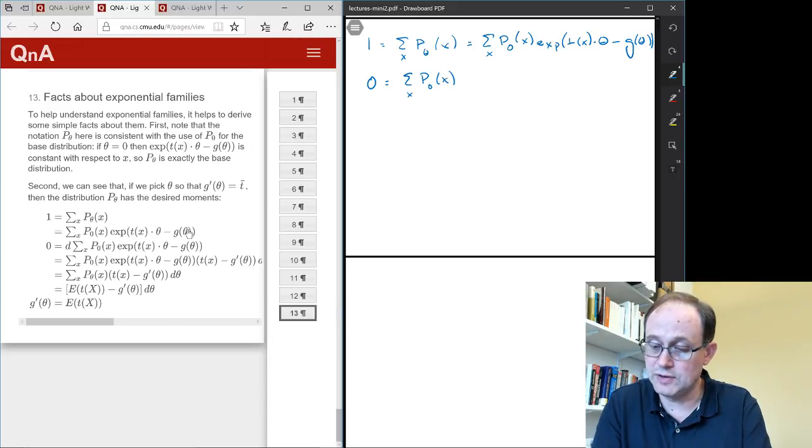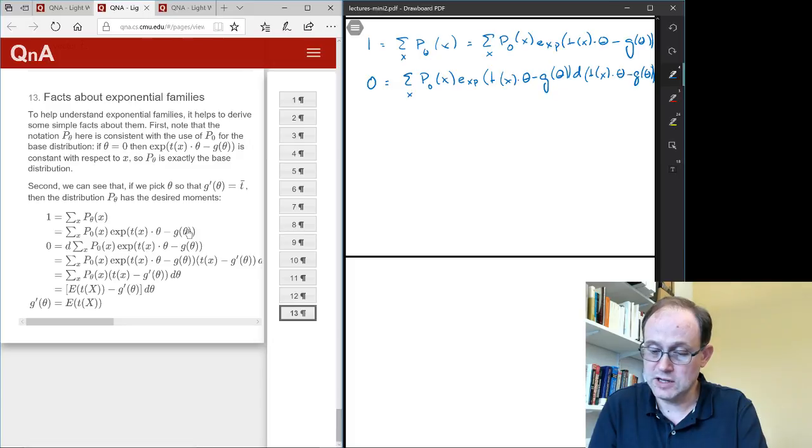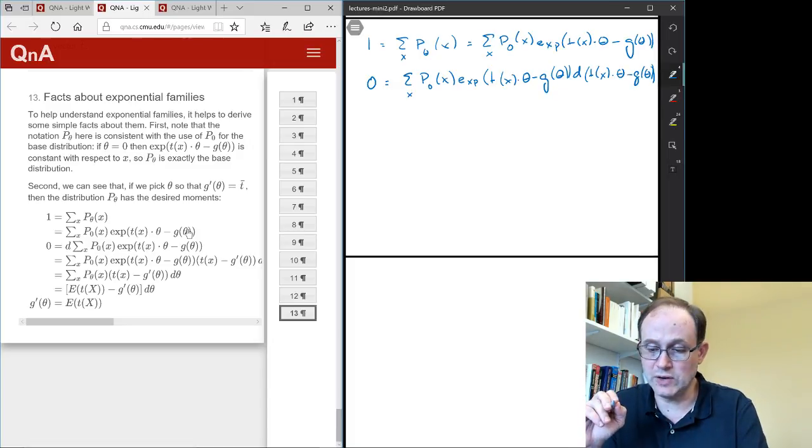Now we're taking the derivative of this part, and by the chain rule, the derivative of exp is just exp of t of x dot theta minus g of theta, times the derivative of this thing here, t of x dot theta minus g of theta. So that's using linearity and an application of the chain rule.